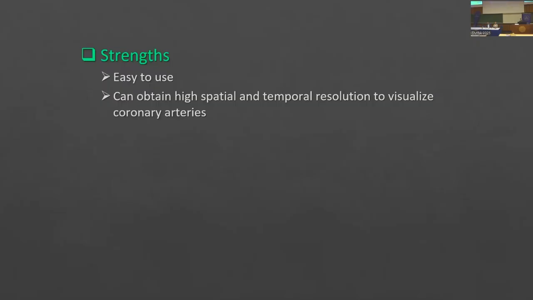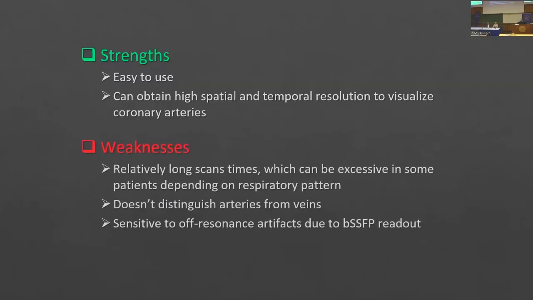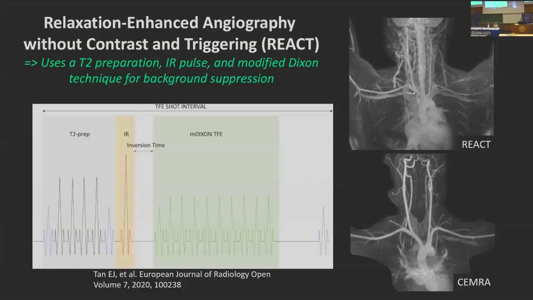quickly. So the strengths of this non-contrast technique is very easy to use. You can get both high spatial and temporal resolution, but the scan times can be quite long and they're a bit unpredictable. We have occasional patients where the scan takes 10 or 15 minutes, which is really unacceptable. And at the end of that time, you may get a non-diagnostic study if they have very irregular breathing patterns. You don't distinguish arteries from veins, and it is sensitive to off-resonance effects with the use of a balanced steady-state free precession readout.